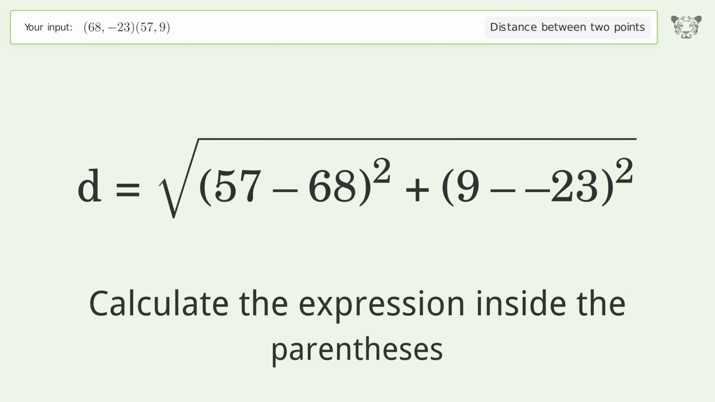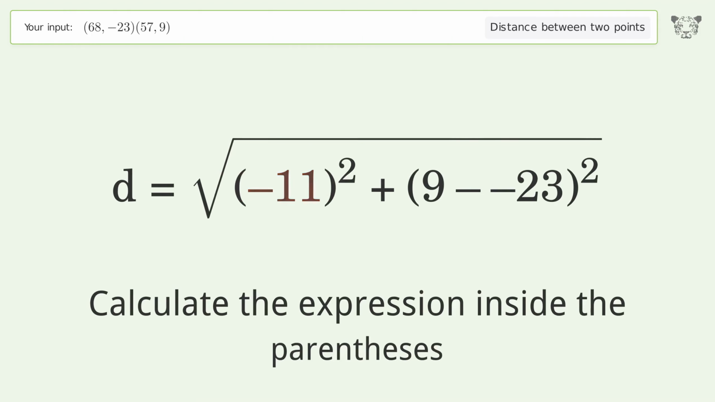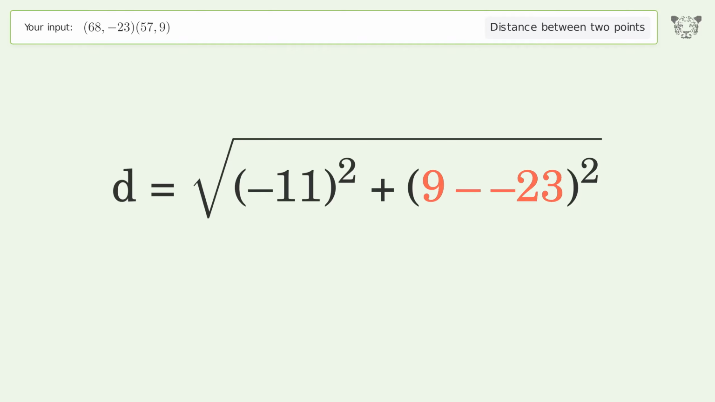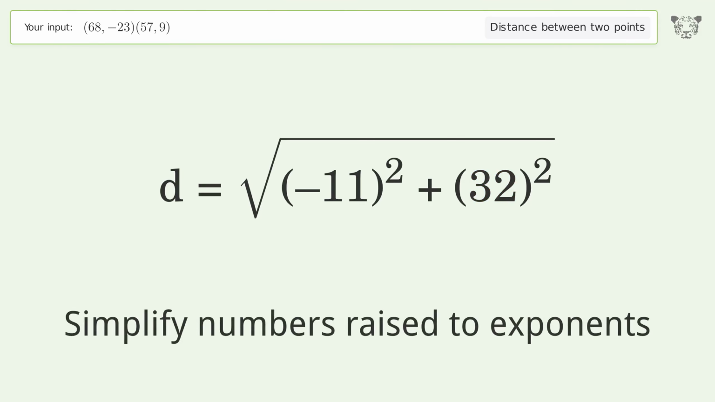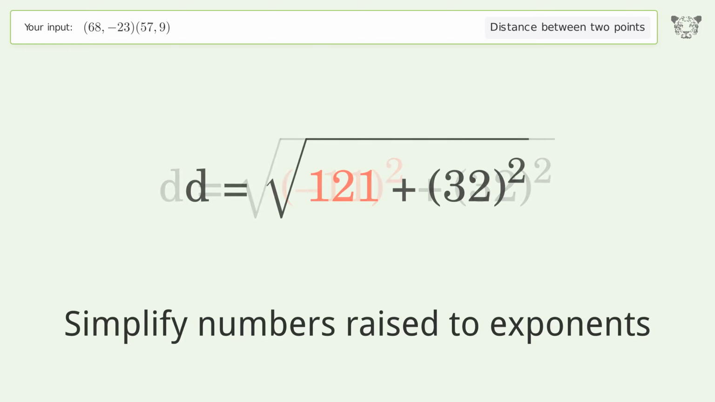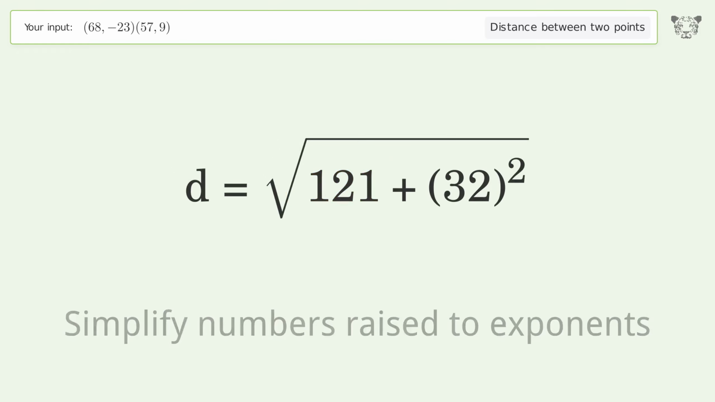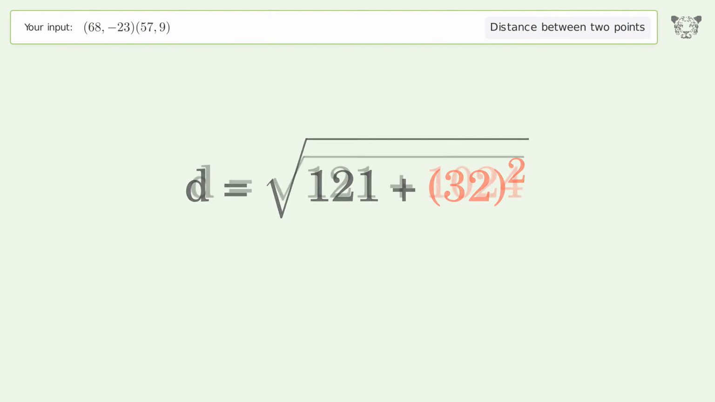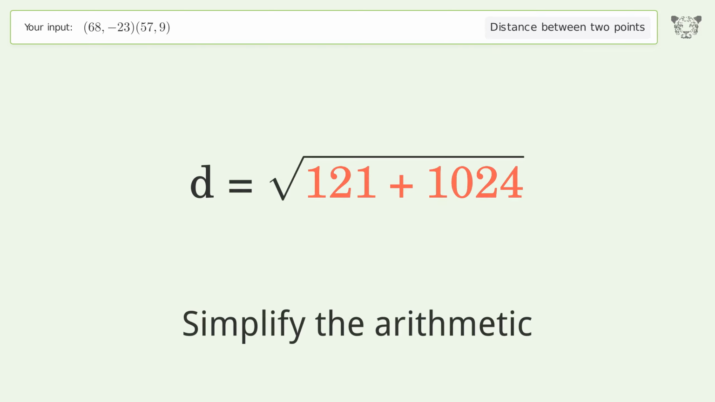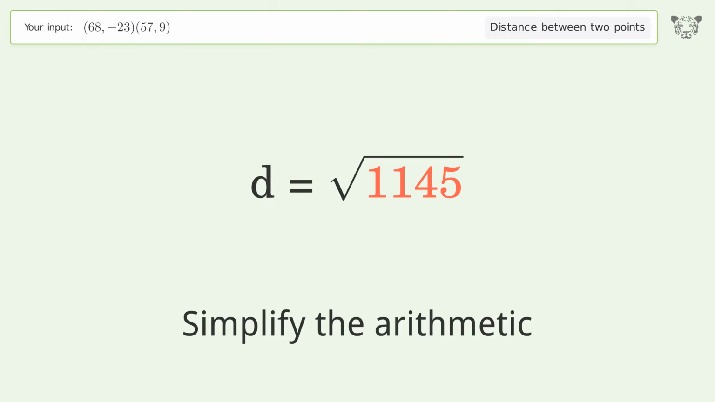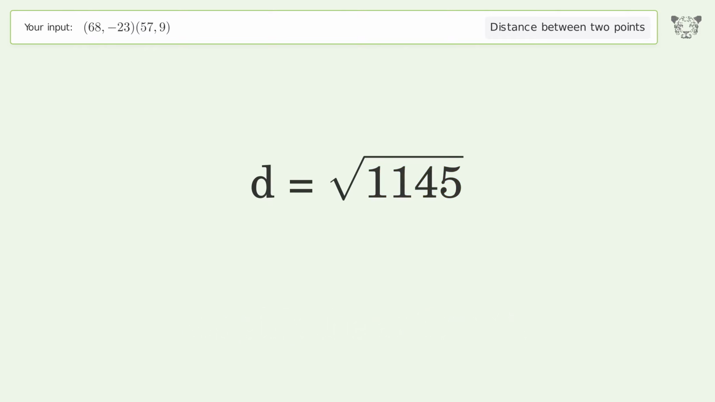Calculate the expression inside the parentheses. Simplify numbers raised to exponents. Simplify the arithmetic. And so the distance between the 2 points is the square root of 1145, or 33.838.